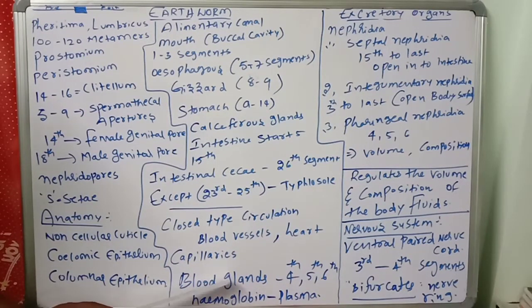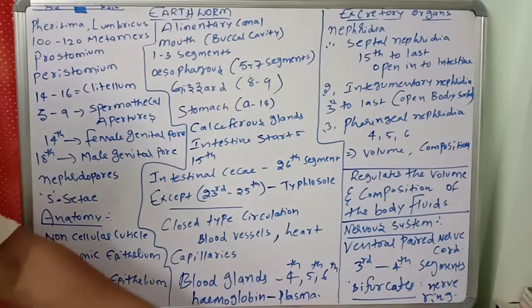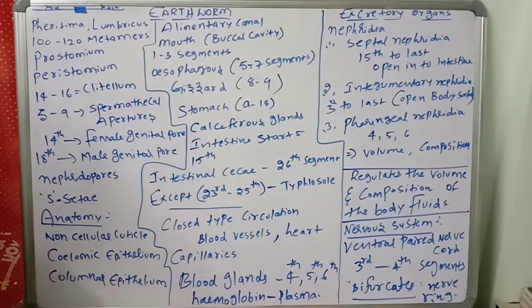Blood glands are present in the earthworm. The blood glands secrete blood; they produce blood cells and hemoglobin. Where are the blood glands present? In which segments? The blood glands are present in the 4th, 5th, and 6th segments, and they have hemoglobin also.